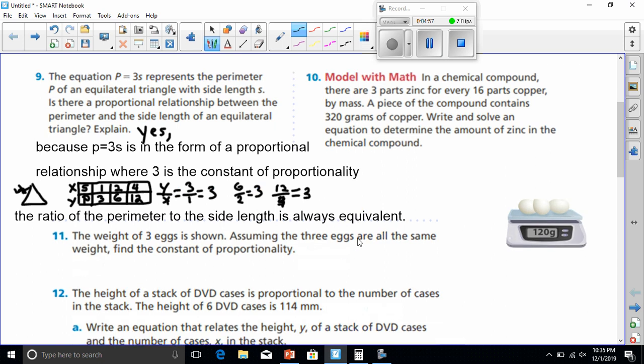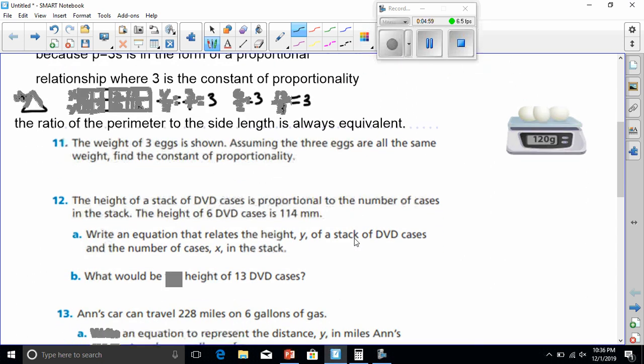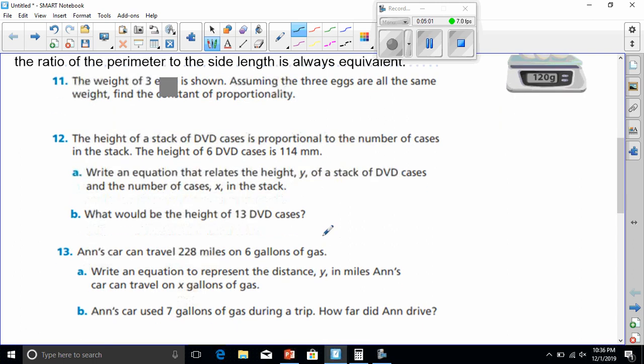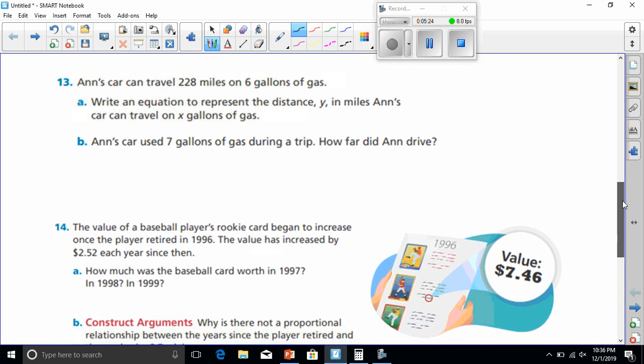All right, let's go ahead and do number 11 now. The weight of 3 eggs is shown, assuming the 3 eggs are all the same weight. Find the constant of proportionality, where the weight of the eggs is 120 grams. And 120 grams divided by 3 eggs is going to be 40 grams. So the constant of proportionality will be 40 grams. Let's go to number 13 now.